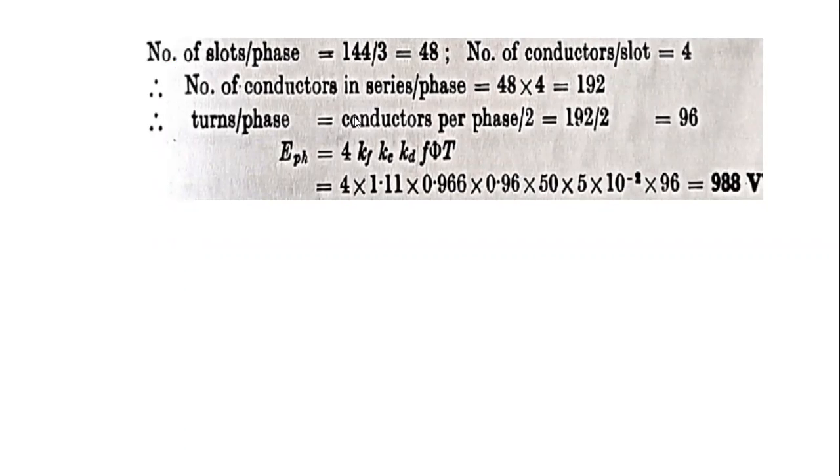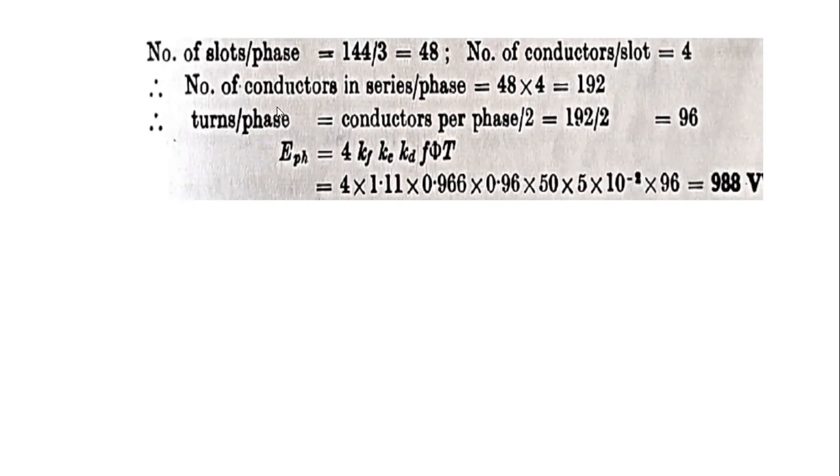Then we calculate the number of conductors. How will we calculate the number of conductors? That is number of slots per phase. How many slots are there? That is 144 slots by 3 phase, then we obtain 48. After that, what is the number of conductors per slot? Number of conductors per slot is equal to 4.